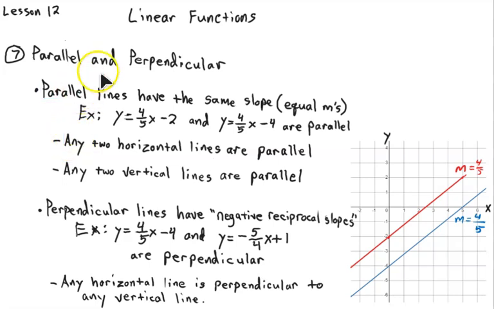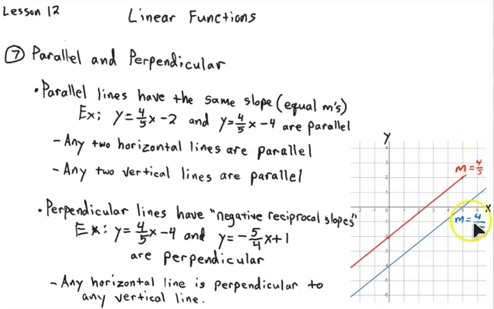Okay, the last fact for linear functions that we need to understand has to do with lines that are parallel and perpendicular. Since we're dealing with lines, we can have another line that is parallel to a line. We can also have another line that is perpendicular. And it's really easy to identify whether a line is parallel or perpendicular to another line. Parallel lines, very simply, just have the same slope. They have equal slopes. Okay?